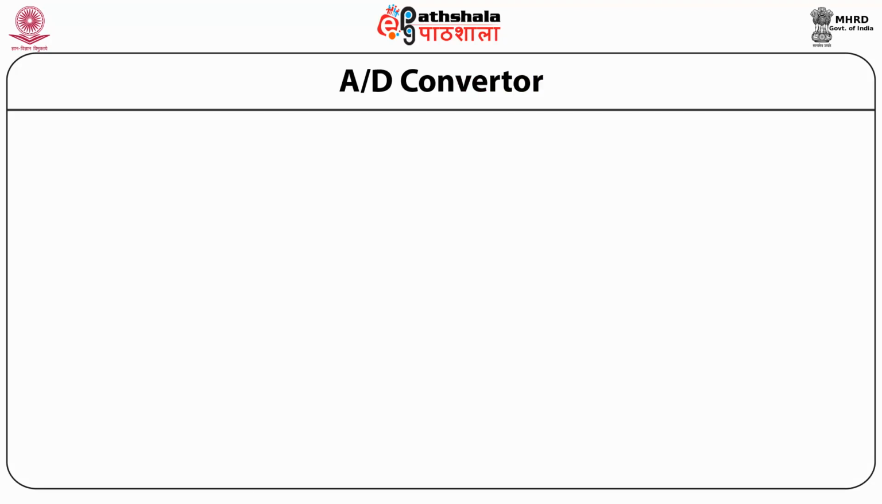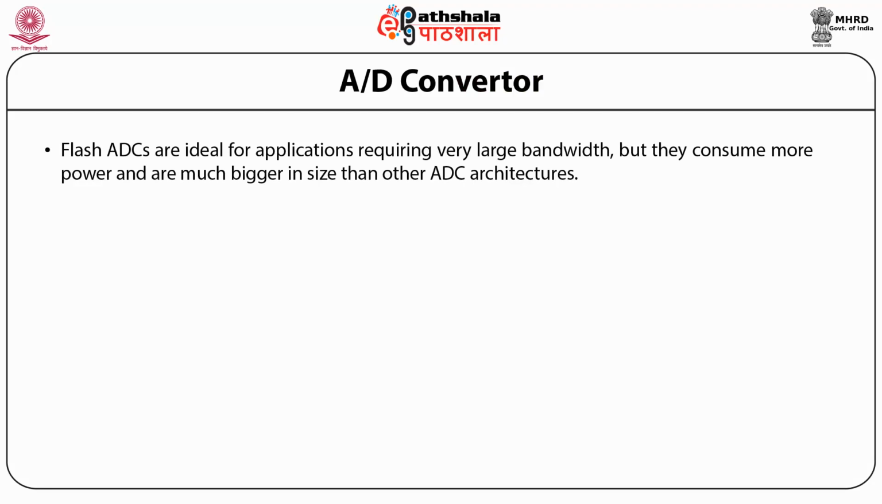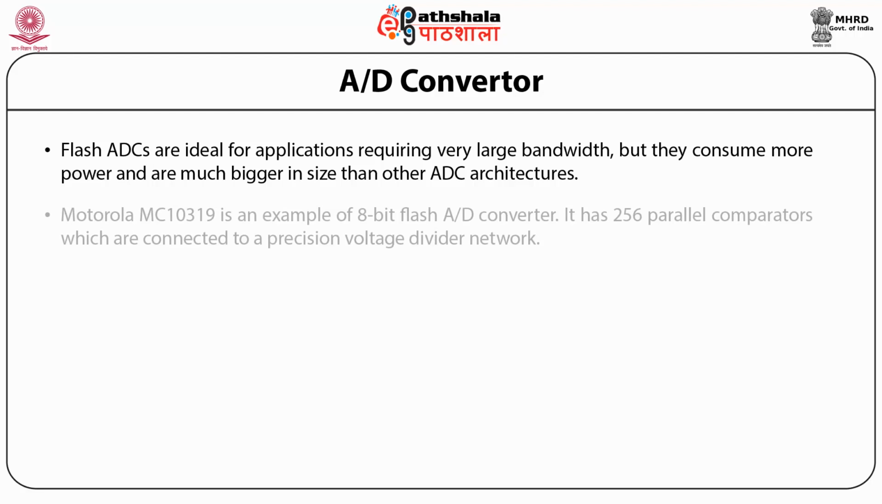Last, we take up the applications of flash ADCs. Flash ADCs are ideal for applications requiring very large bandwidth, but they consume more power and are much bigger in size than other ADC architectures. Motorola MC10319 is an example of an 8-bit flash A to D converter.